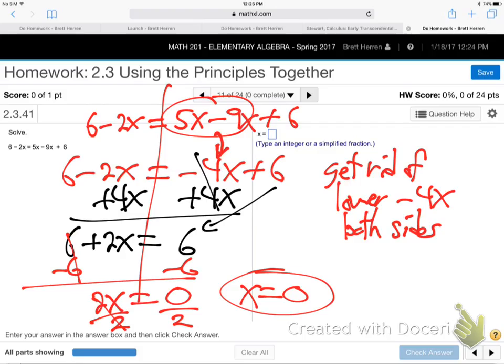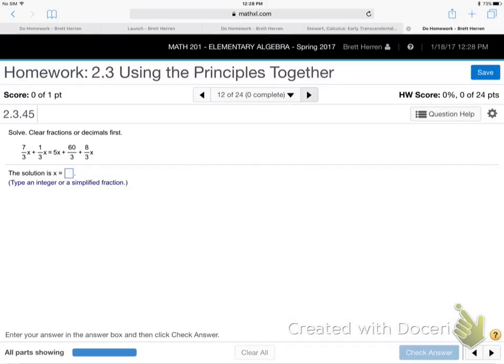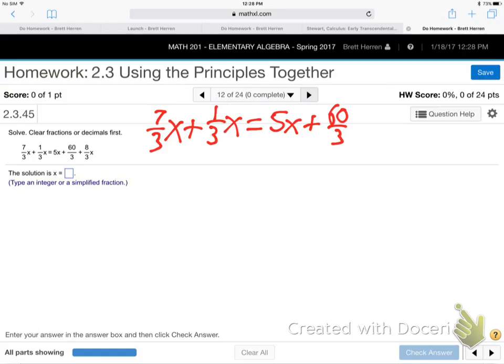Okay, so. All right, we've got to do these. All right, here we go. 7/3 x plus 1/3 x equals 5x plus 60 over 3 plus 8/3 x. That's ugly. Ugly.